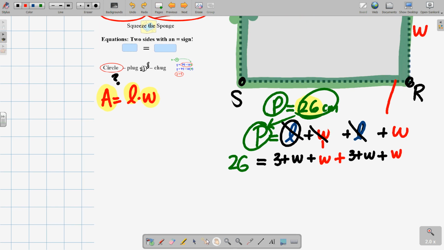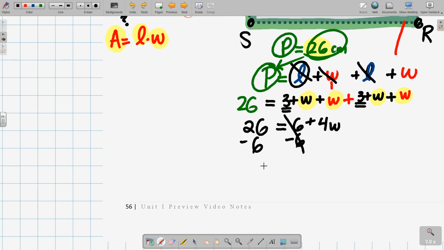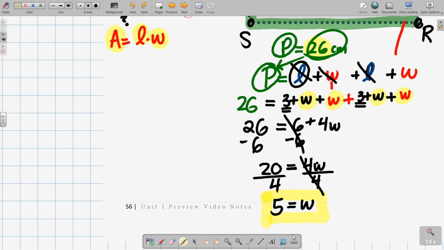Looky there, we are down to one variable, folks. Let's collect like terms. Solve. Woohoo, you solve for something.